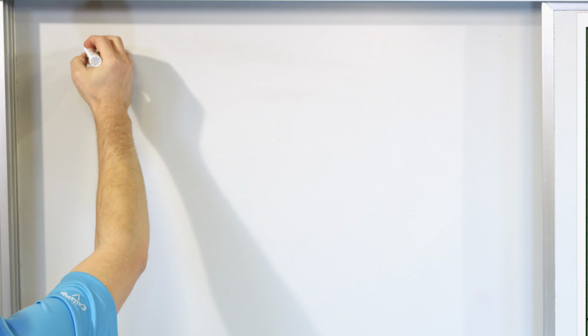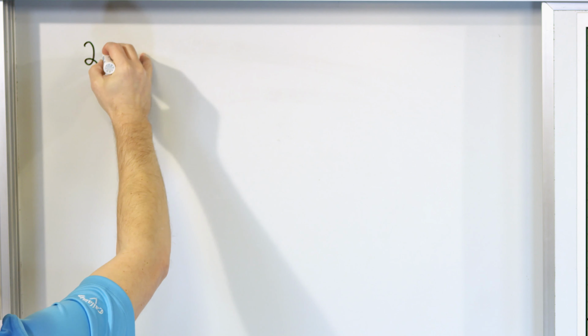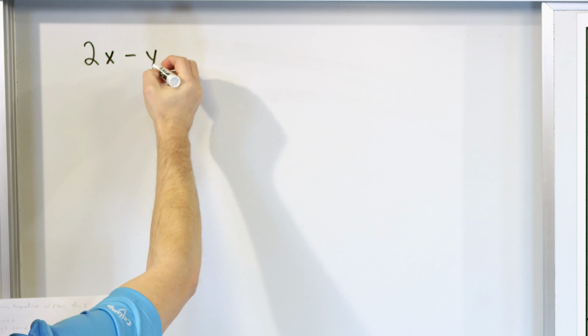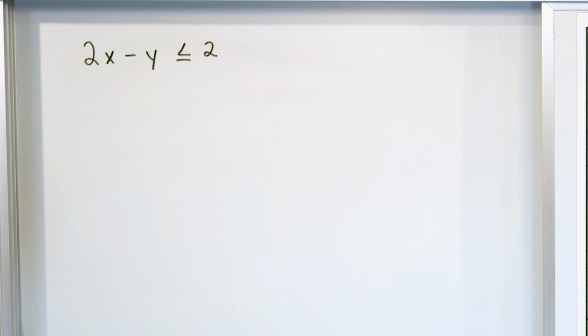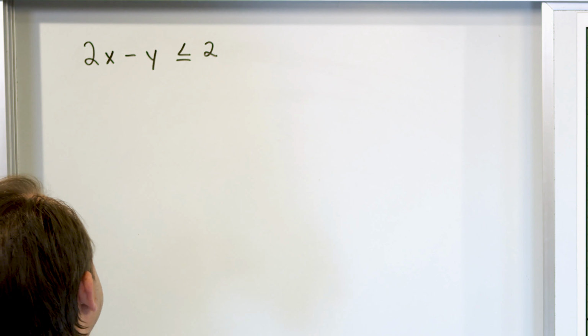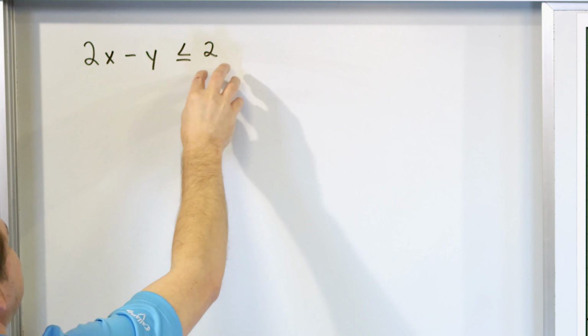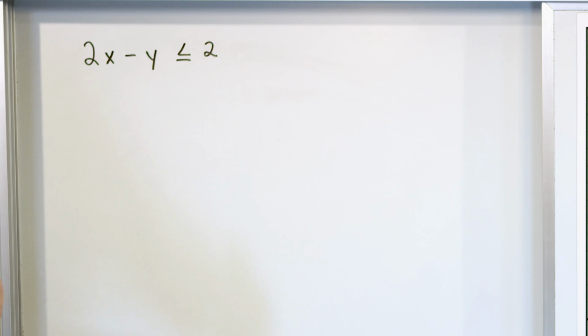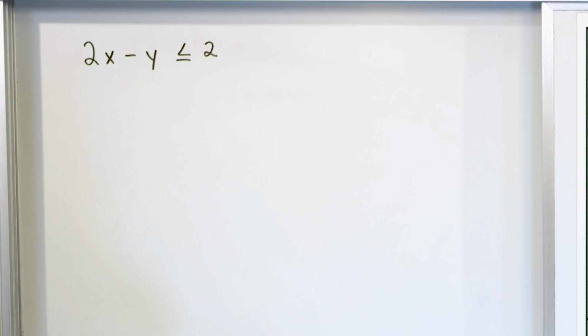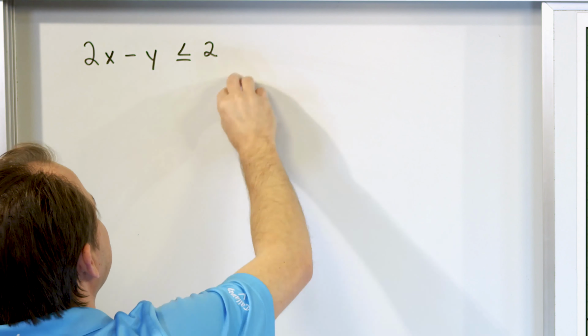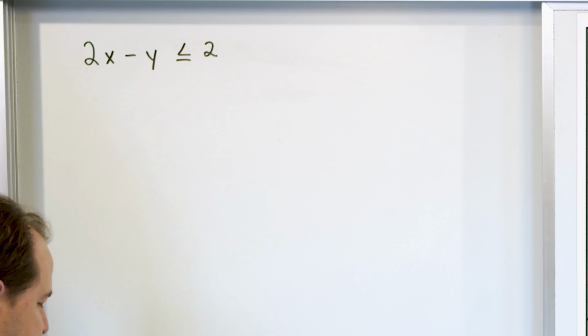What if we had the inequality 2 times x minus y less than or equal to 2? This one's a little bit more complicated than the last ones just because we have lots of terms on the left and then we have the term on the right. But ultimately, you want to basically pretend that it's a line for all of these problems. So we're going to take all the x terms to the other side. We're going to isolate y by itself.